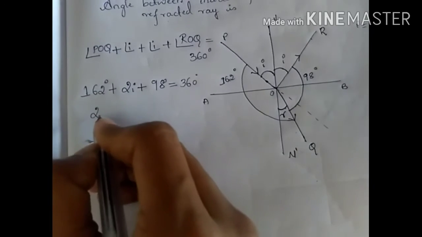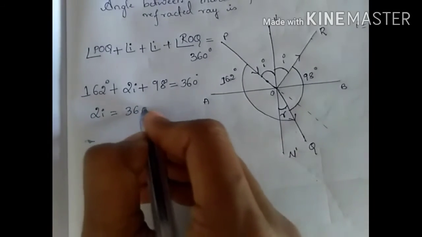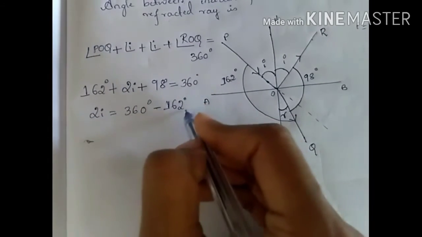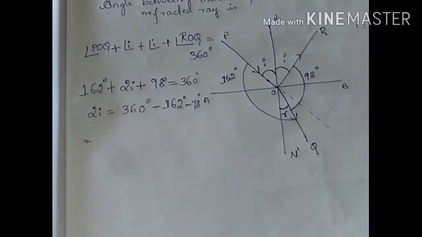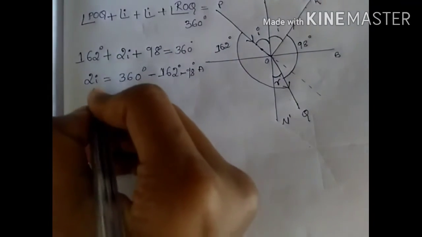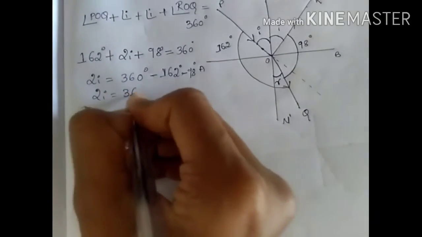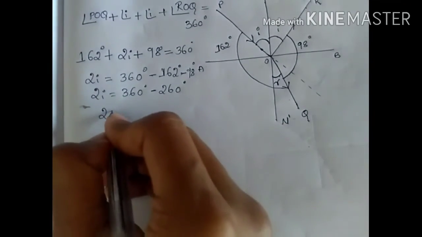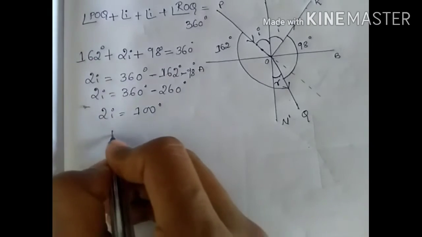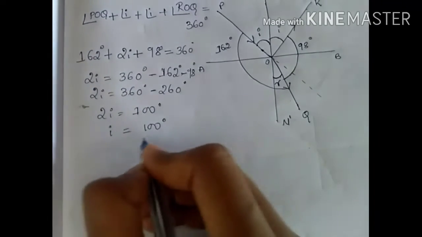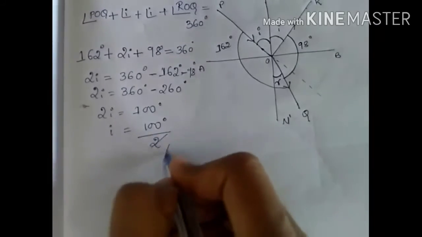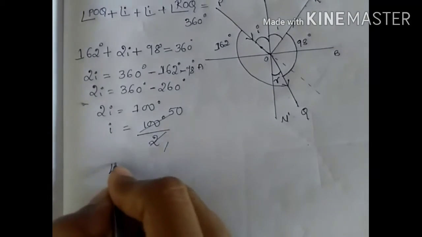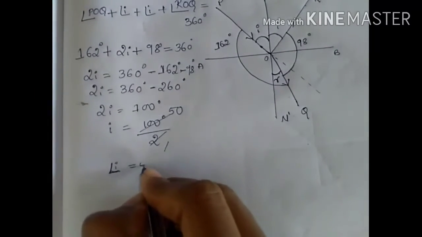So 2I is 360 degrees minus 162 degrees minus 98 degrees. 2I is equal to 360 degrees minus 260 degrees, so 2I is equal to 100 degrees. I is equal to 100 degrees by 2, which is 50 degrees. So angle I is 50 degrees.